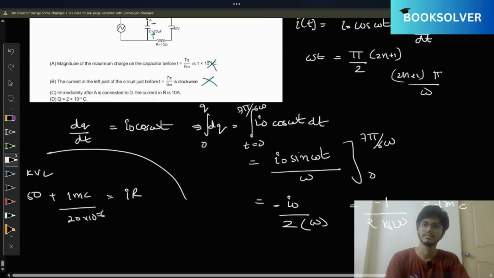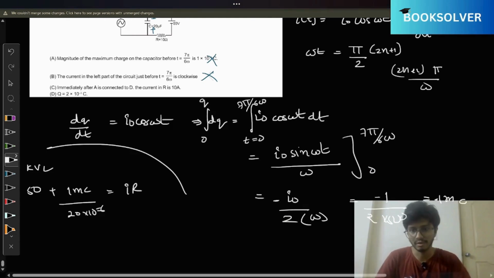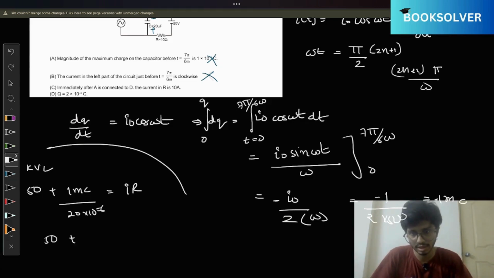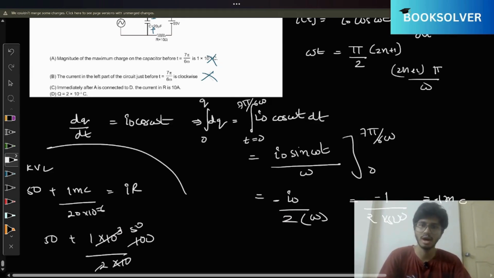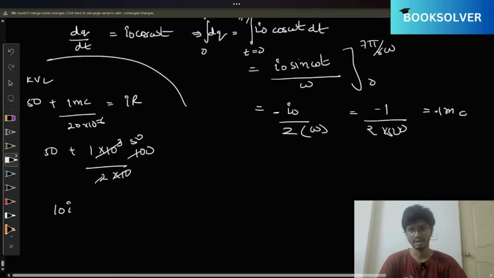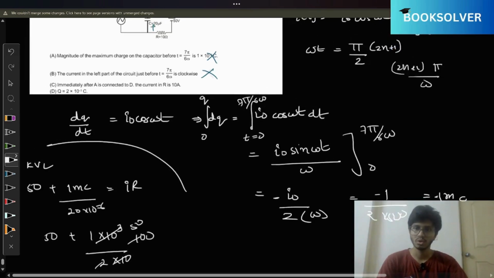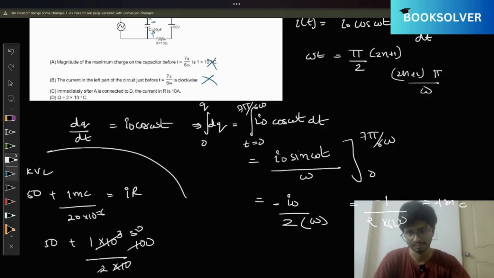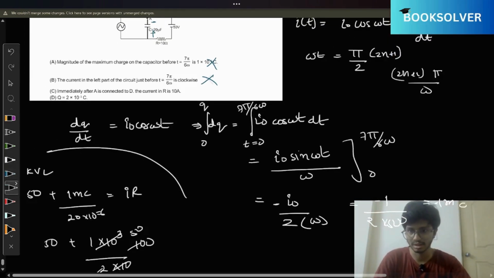From here we can get the value of the current, which will tell us if option C is correct or not. So 50 plus the capacitor voltage comes to 100, and R is basically 10, right? So 10 I is equal to 100, I is equal to 10 ampere. So option C is correct. This is immediately after, right? Option C is correct.